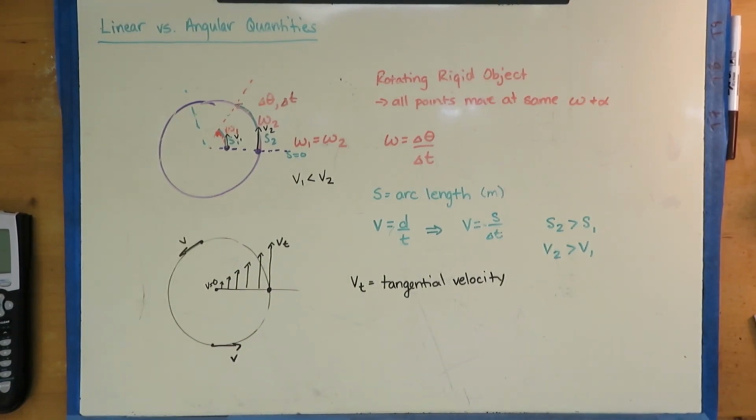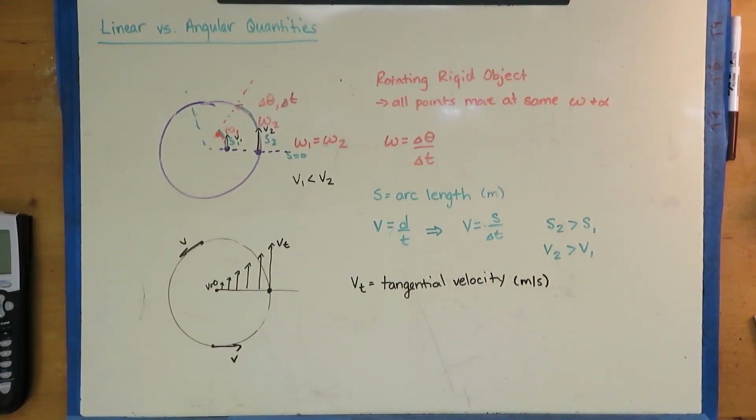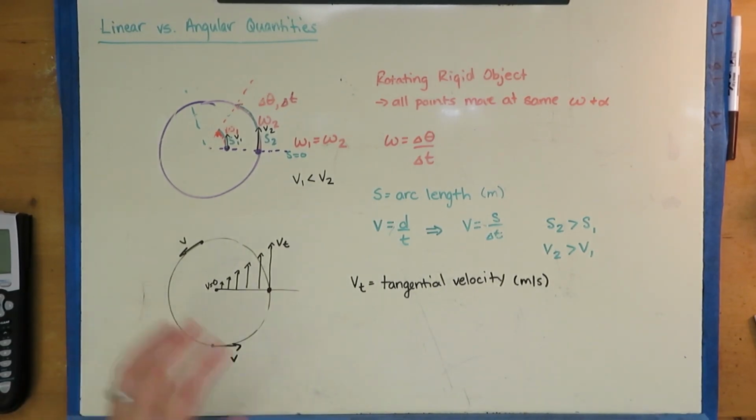The tangential velocity would be still measured in meters per second, because it is a linear quantity, and it is the instantaneous speed in that particular direction at that particular point. So it is always tangent to the circle, and it is an instantaneous value. You could have an average tangential speed. You can have an average tangential velocity, but we're talking here about the instantaneous value at that point along the circle.